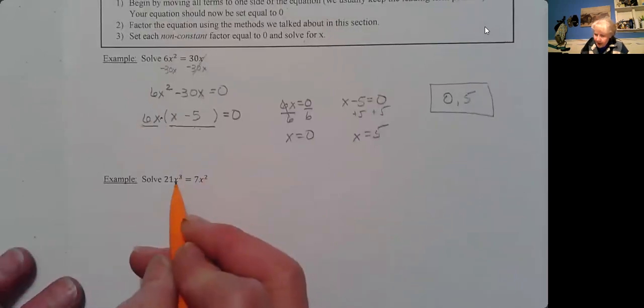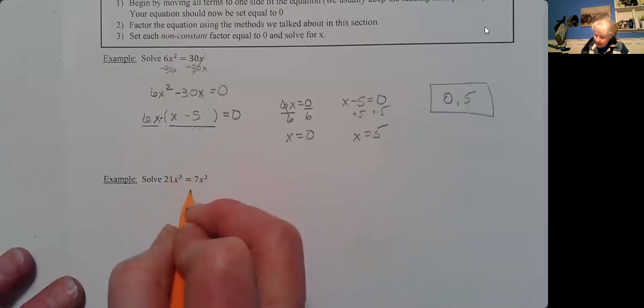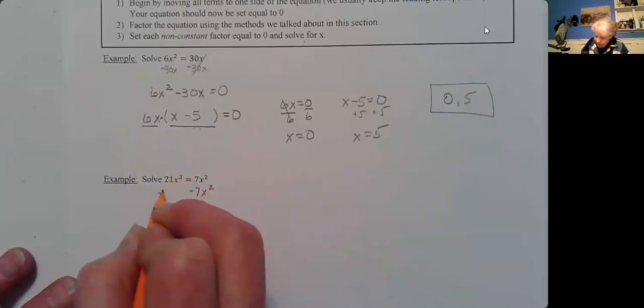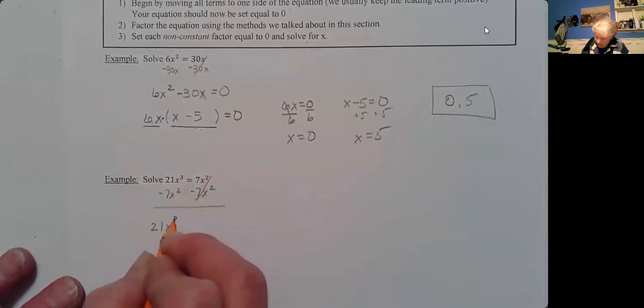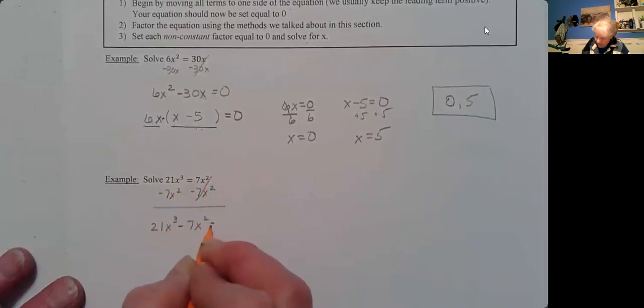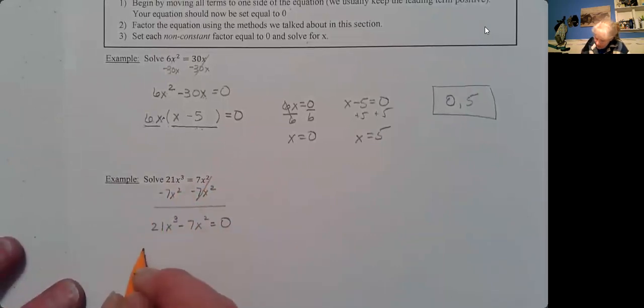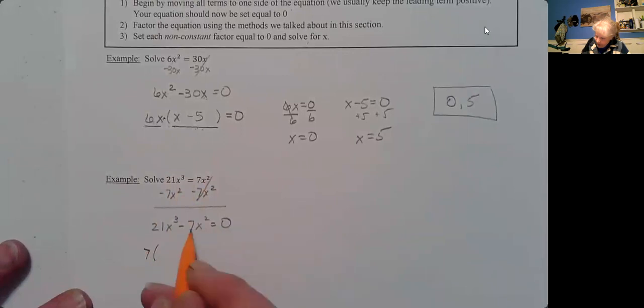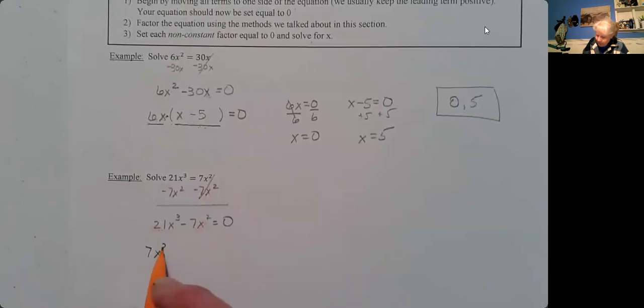The highest term is positive, so we're going to move the 7x squared over. This is called setting equal to 0. Okay. Now we pull out what's in common, our greatest common factor. So we pull out a 7. Okay, they have a 7 in common. And they also have an x in common. So we're going to pull out an x, and the smallest is x squared.